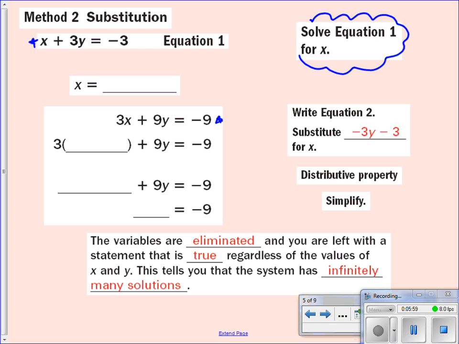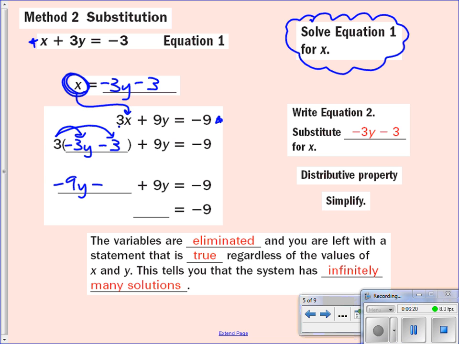Many of you forgot how to do that on your quiz. And this would be negative 3y minus 3, and that has the value of x, which is the same thing as that x there. So I can take negative 3y minus 3 times the 3 plus 9y, and then I just need to solve. Distribute: negative 9y minus 9 plus 9y. Well, guess what happens? Negative 9y plus 9y, those are gone. You get negative 9. But negative 9 does actually equal negative 9.